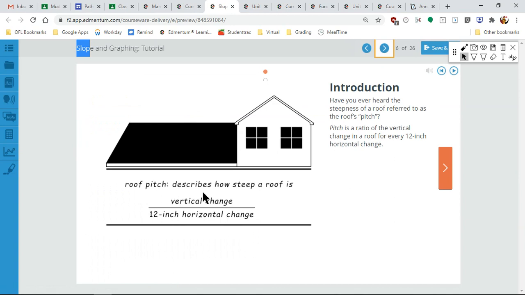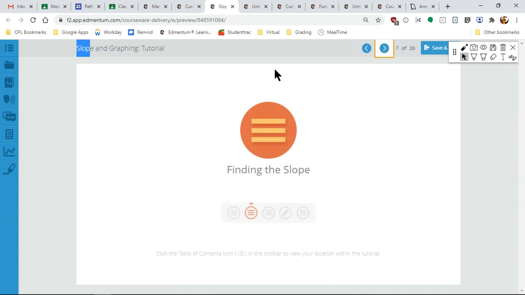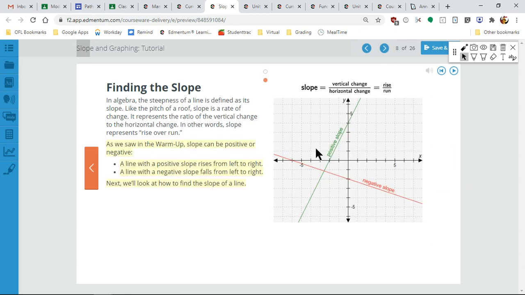So like I said before, it's the vertical change over the horizontal change. That's our slope. Rise over run. Always remember that. What's happening here, they're measuring, it's going up 8 and it's running 12. So finding the slope in algebra, again, rise over run. If it's going up, it's positive. If it's going down, it's negative.